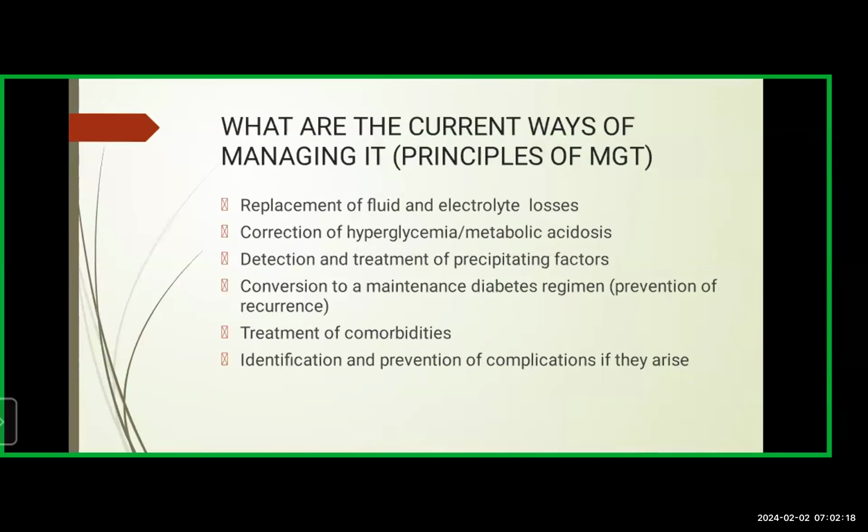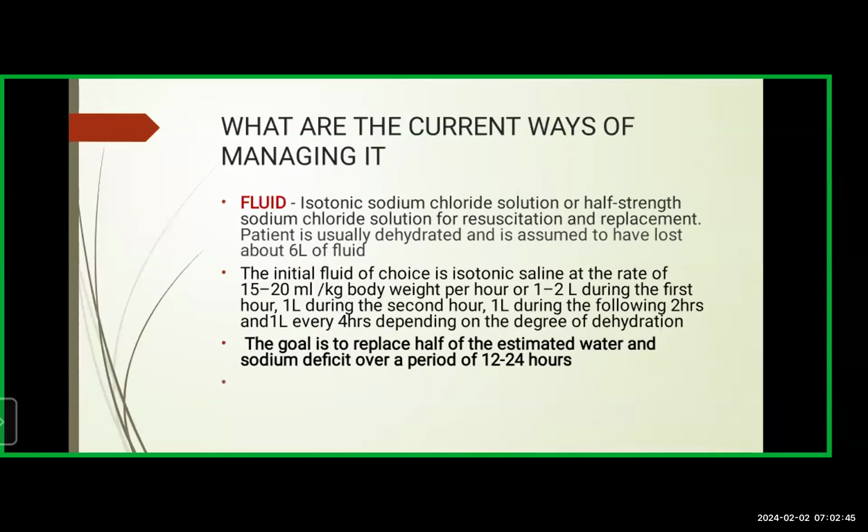Now, what are the current ways of managing it? The principles of management include replacement of fluid and electrolyte losses, correction of hyperglycemia and metabolic acidosis, detection and, of course, prevention of precipitating factors. Now, it's important that we also convert this patient to a maintenance diabetic regimen. This will help to prevent recurrence. It's important we also ensure that the comorbidities are treated and complications are identified and prevented.